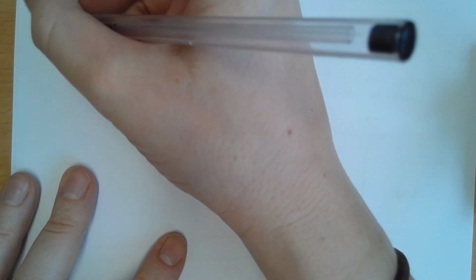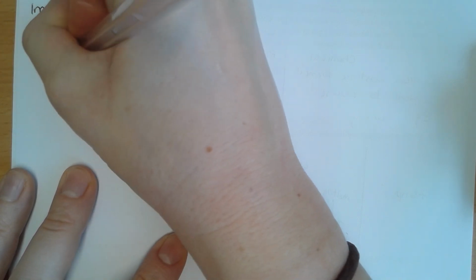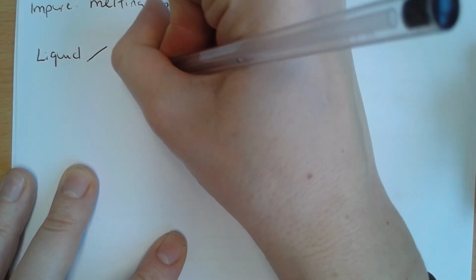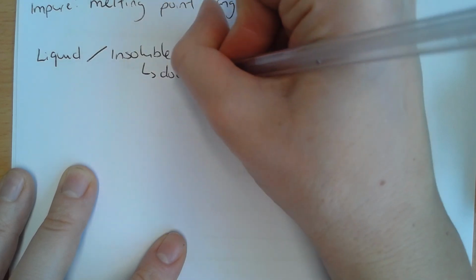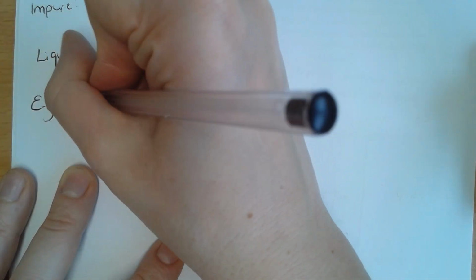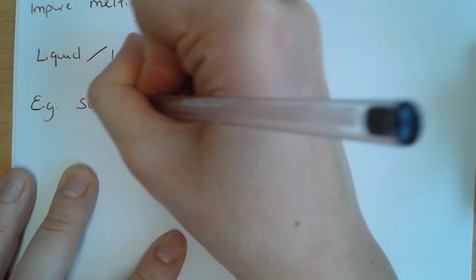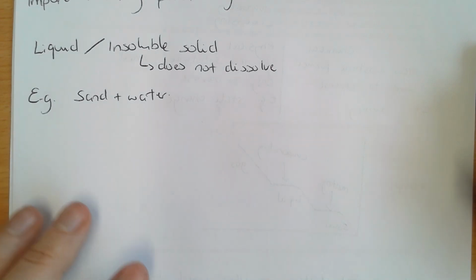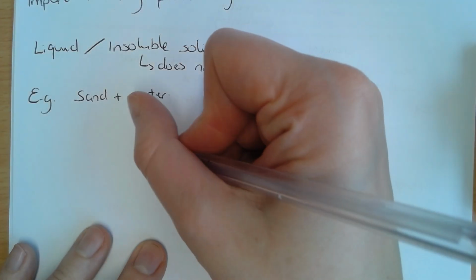Okay, first mixture we're going to look at is a mixture of a liquid and an insoluble solid. If it's insoluble, it does not dissolve. So your example here, I'm going to write e.g. might be sand and water. So sand will not dissolve in water. So you need to be able to draw out the apparatus. Okay, so we're going to do that now.